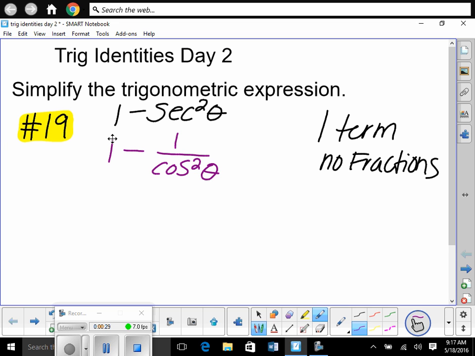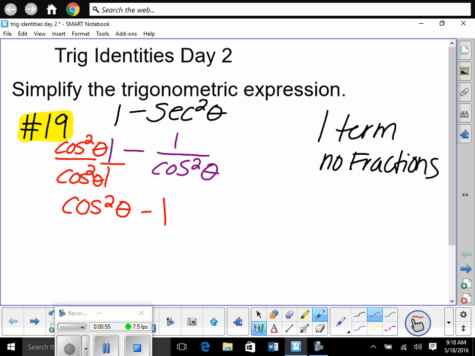Now I say to myself, I'm trying to simplify it. We want it to be one term. So we need to bring this together. So we get a common denominator, right? 1 over 1, so we multiply by cosine squared theta over cosine squared theta. Okay? So we have 1 times cosine squared theta, which is cosine squared theta, then minus 1, all over cosine squared theta. Is this making sense so far?